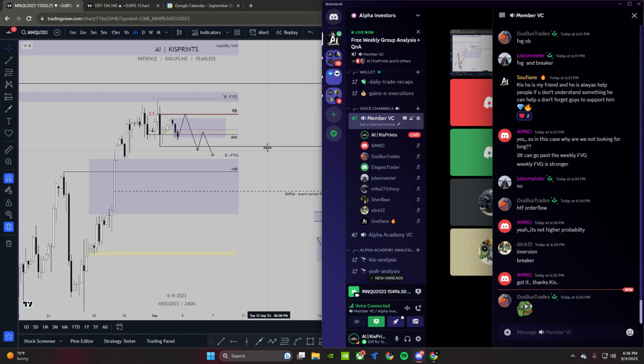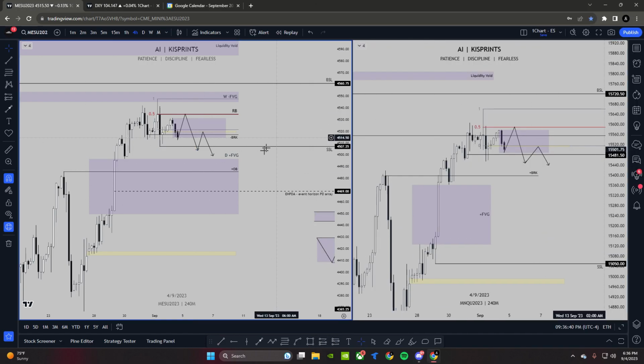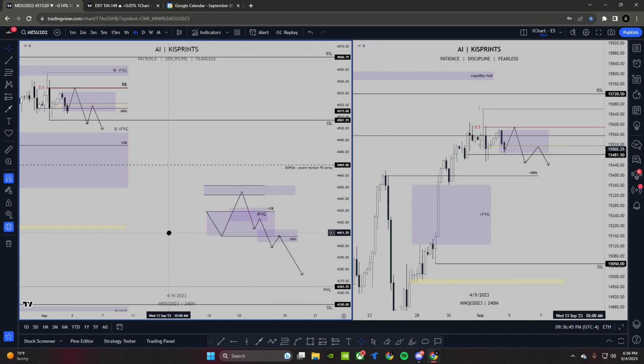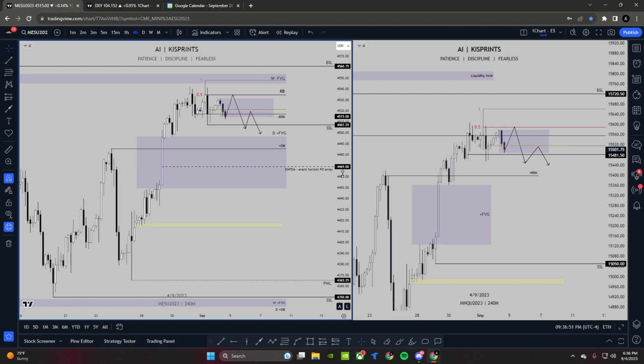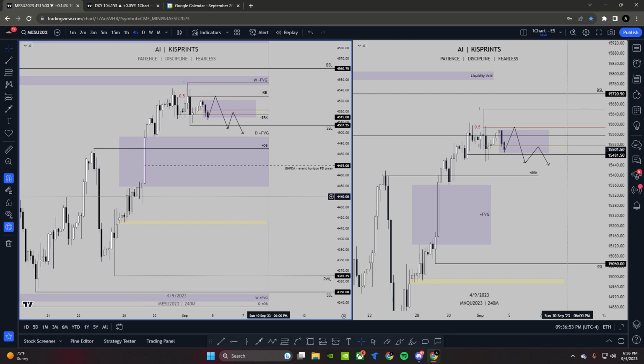So this is recording right now, so you guys can go into this specific recording and you can play back all of this right here. If you guys are still kind of confused on the breaker, you can play this back. But yeah, once we get to this daily fair value gap, we'll go from there. But for now, going into tomorrow for our tape reading session, we're just going to be focusing right here. We don't want to get too caught up ahead of ourselves.